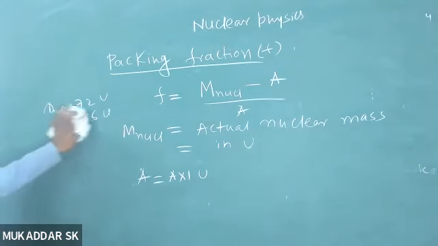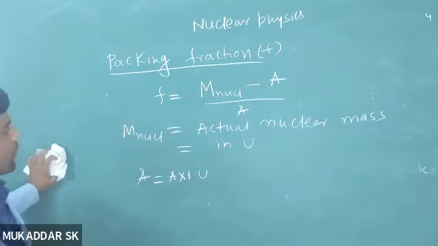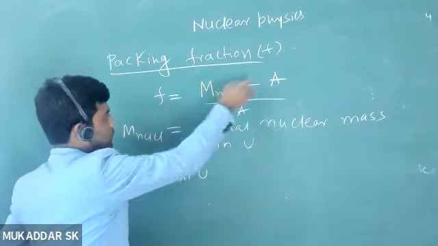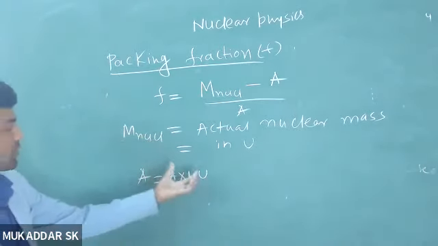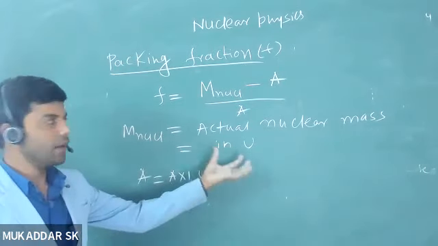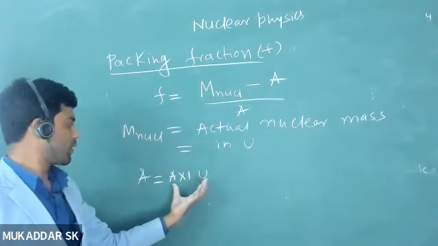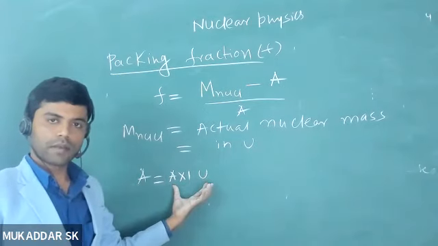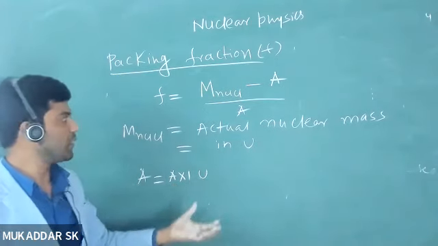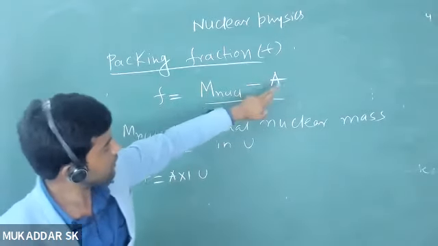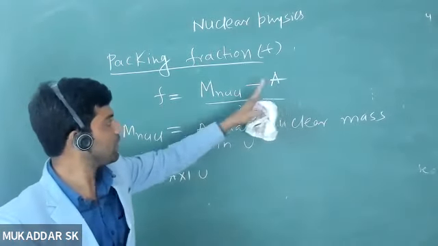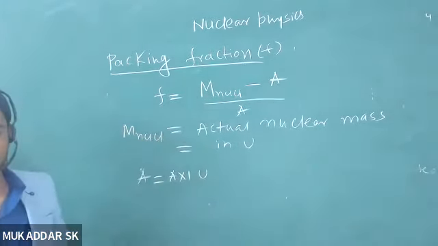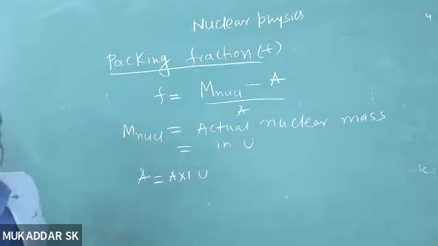Now tell me, for stable nuclei, which will be larger? Whether this will be large or this will be large. You have the actual nuclear mass here and you have the mass number. If you multiply it by 1, that will give you A in terms of atomic mass. Now tell me, which will be larger? For stable nuclei, A will be large as compared to the actual nuclear mass. So obvious, right? Because we have learned this thing in mass defect.